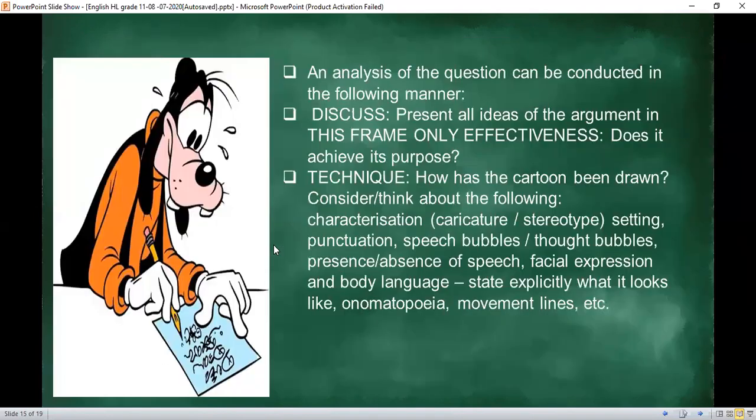Now, here's what you need to remember. An analysis of the question: how do you analyze this question? You discuss. How do you discuss? You present all ideas of the argument in the frame. Then you look at the effectiveness. Does it achieve the purpose? That's what you look at. This will allow you to give a sincere attempt at answering questions. Then the technique: how has the cartoon been drawn? You consider the characterization, caricature or stereotype, then the setting, punctuation, and so on and so forth.